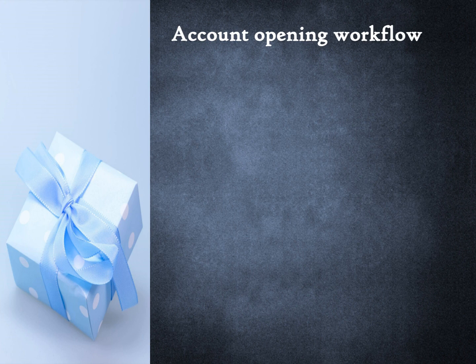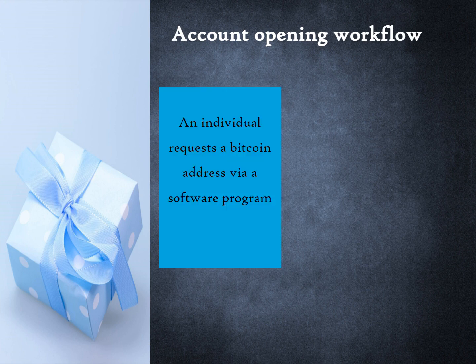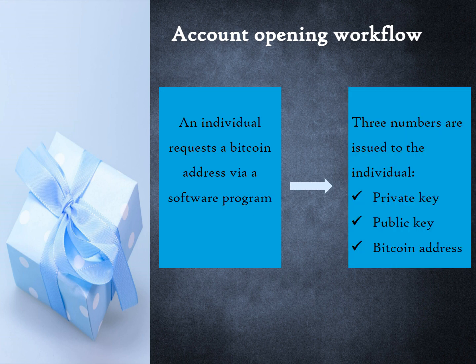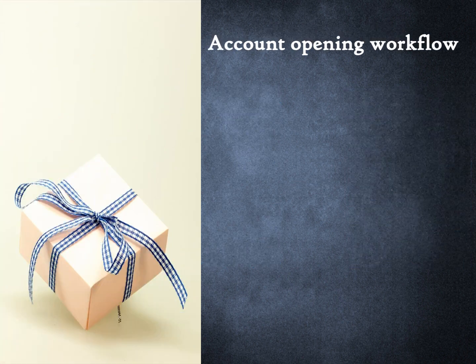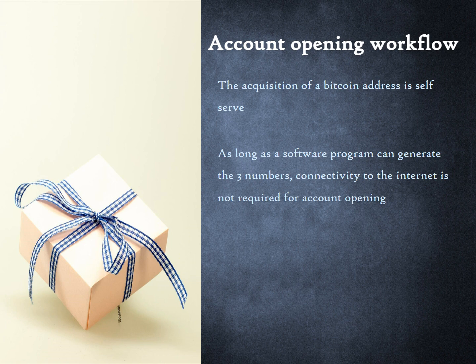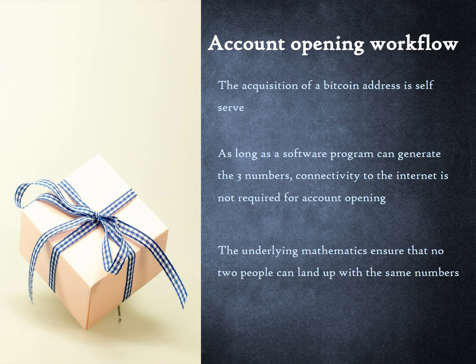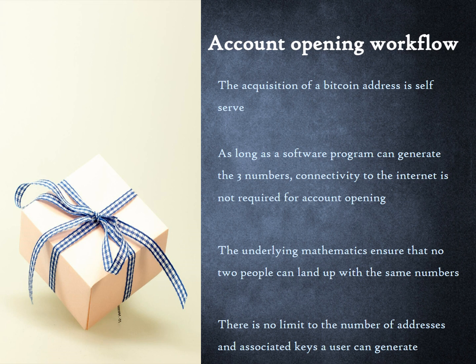The Bitcoin account opening workflow is very simple. An individual requests a Bitcoin address via a software program. 3 numbers are issued to the individual. These are the private key, public key, and the Bitcoin address. Next, we will highlight some notable characteristics of the workflow. The acquisition of a Bitcoin address is self-serve. As long as a software program can generate the 3 numbers, connectivity to the internet is not required for account opening. The underlying mathematics ensure that no 2 people can land up with the same numbers. There is no limit to the number of addresses and associated keys you can generate.